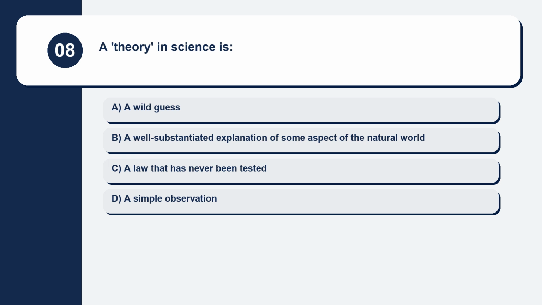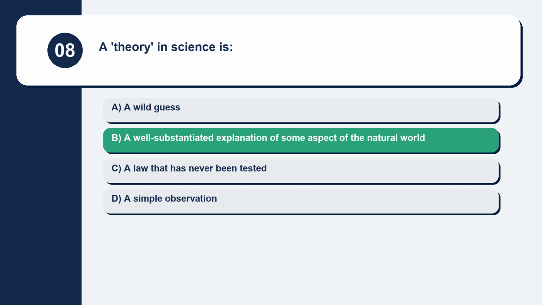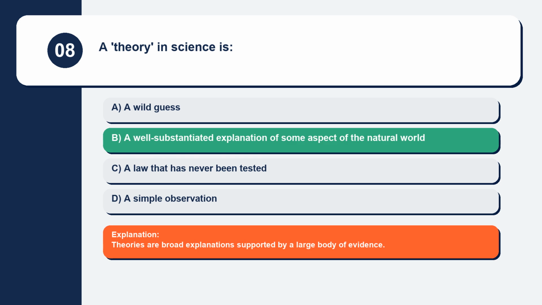Question 8. A theory in science is a wild guess, a well-substantiated explanation of some aspect of the natural world, a law that has never been tested, a simple observation. Theories are broad explanations supported by a large body of evidence.